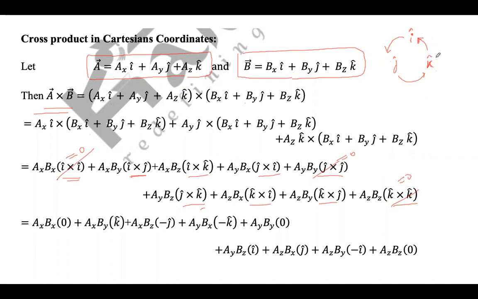Means if I say i cross k, it will be minus j. Why? Because I am going opposite to the arrow. Similarly, k cross j will be minus i and j cross i will be minus k. Is it clear to everyone?